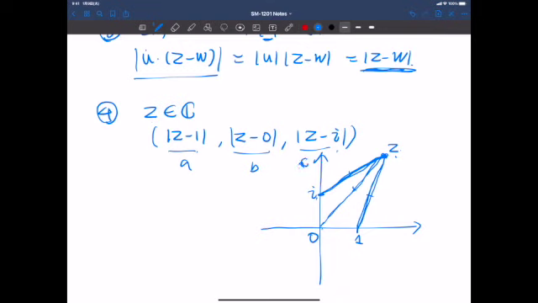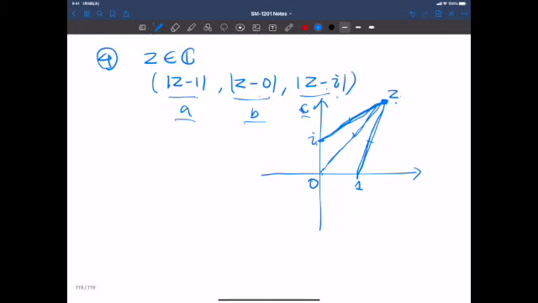Okay, so suppose we have A, B, C. These numbers are positive numbers that are given. No other points than this Z satisfies these distances from these 3 points. Okay, now let's multiply these three complex numbers by U. U is again a complex number with unit modulus.